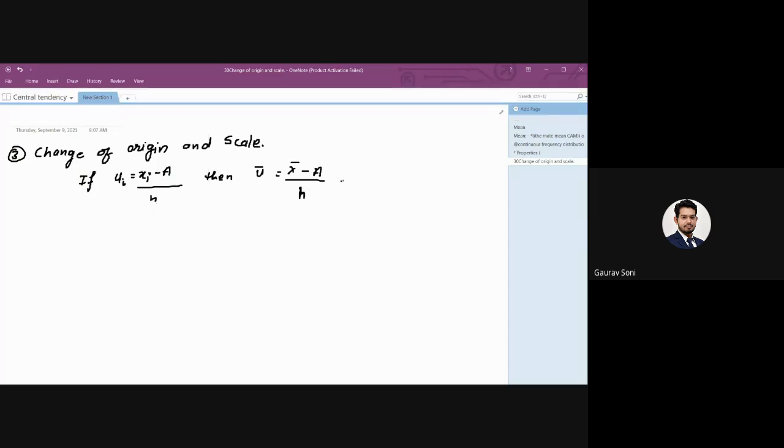So I'll also note that x bar is equal to h into u bar plus a, because this is the formula which is used. The fourth and the last one, you just need to write this.